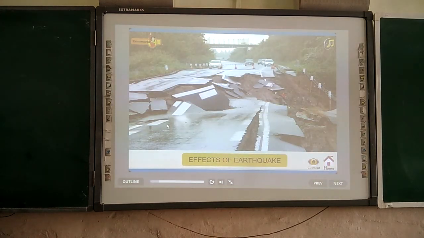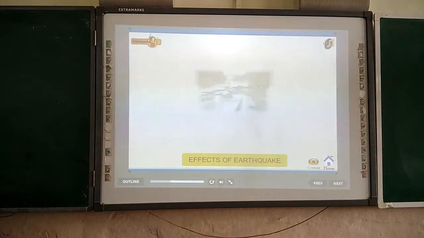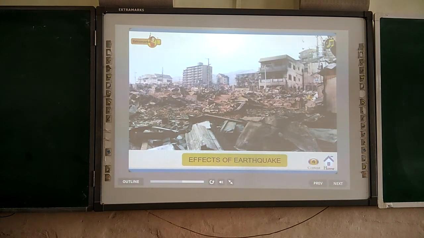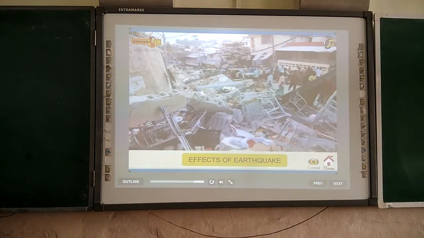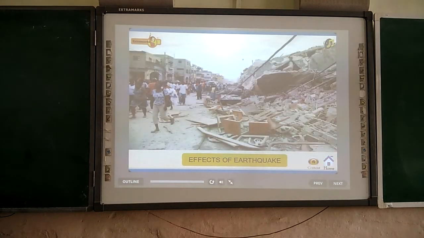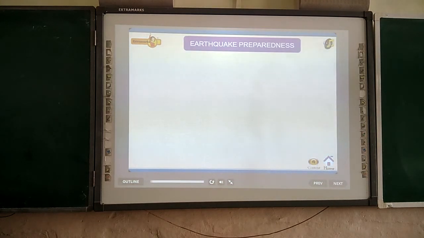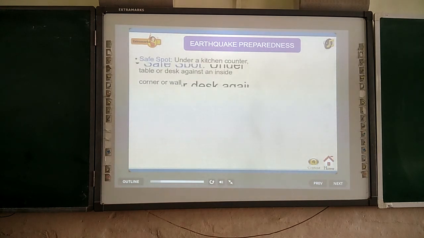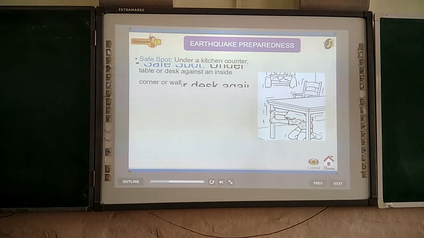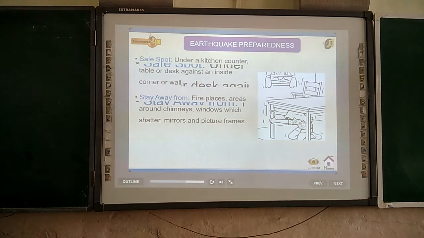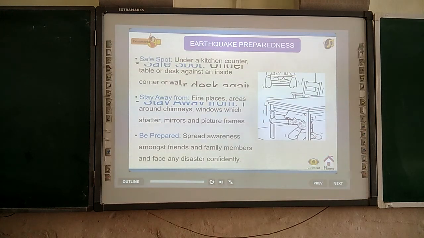Have a look at the effects of the earthquake with the help of this series of pictures. Earthquake preparedness. Safe spot: under a kitchen counter, table, or desk against an inside corner or wall. Stay away from fireplaces, areas around chimneys, windows with shutters, mirrors and picture frames. Be prepared. Spread awareness amongst friends and family members and face any disaster confidently.